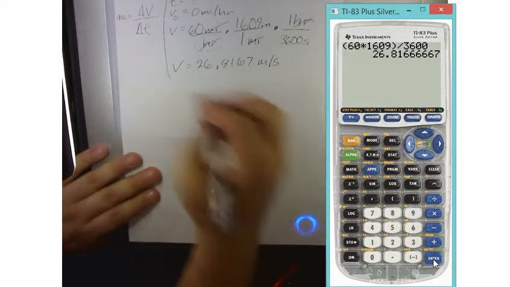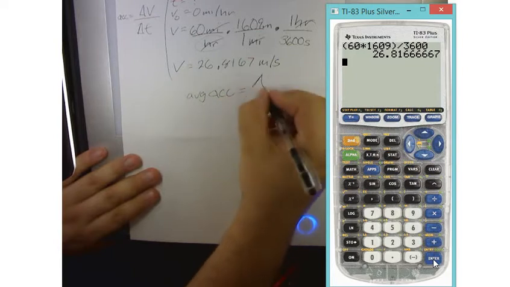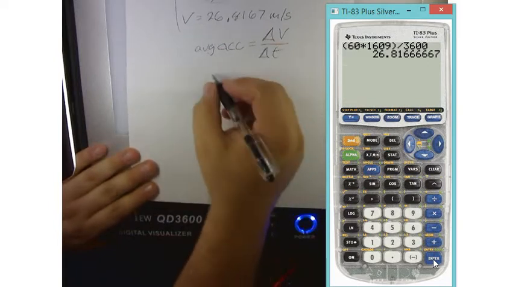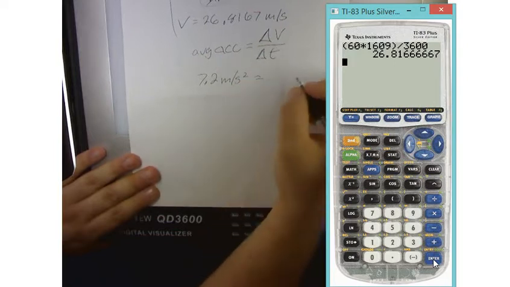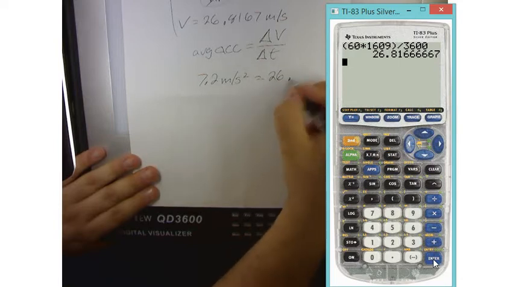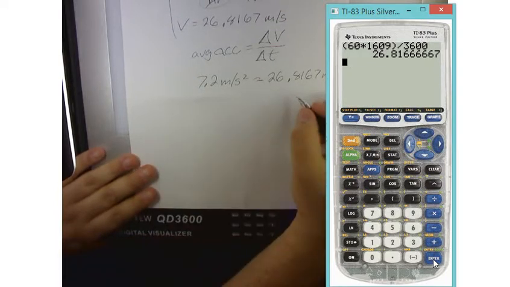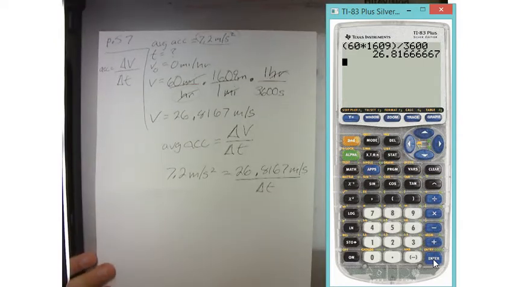So if I write that out here, if I say the average acceleration is equal to the change in velocity over the change in time, what I'm really saying is that the average acceleration is 7.2 meters per second squared, which is equal to the velocity, which is 26.8167 meters per second, right, all over the time. How long did it take? We don't know. That's what we're trying to find out, right? You guys with me so far? Is this making any sense to you guys? I'll zoom in a little bit.